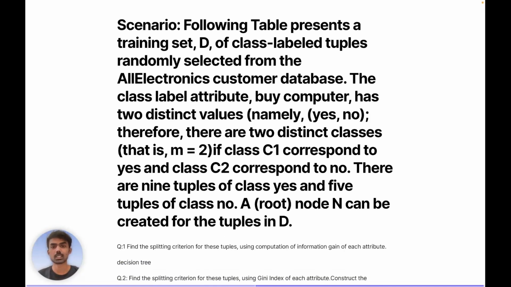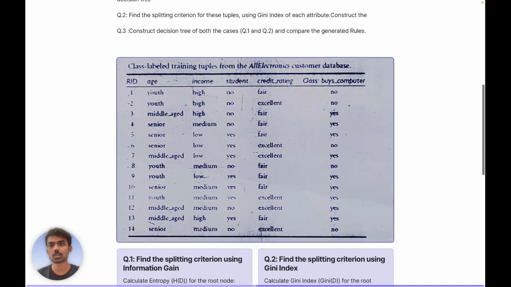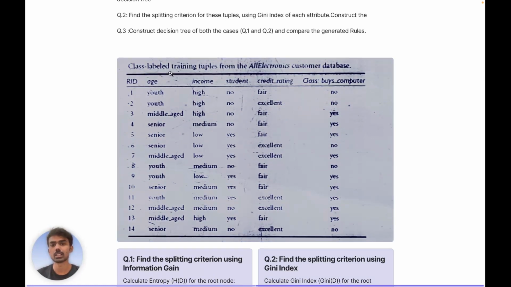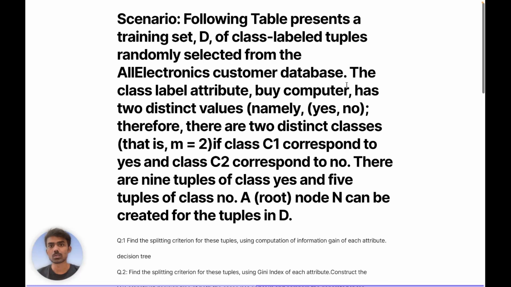We have the following scenario, where a table represents a training set of data. It is class-labeled tuples from an AllElectronics customer database. I will show you the table. This is our table, where we have reference ID, age, income, student, credit rating, and whether they buy a computer or not.